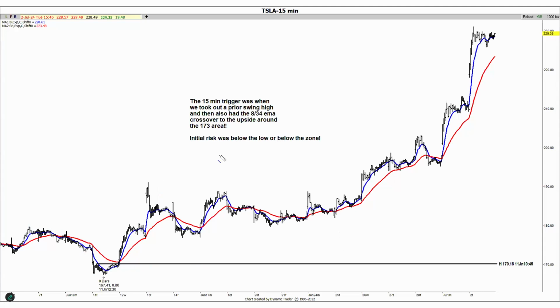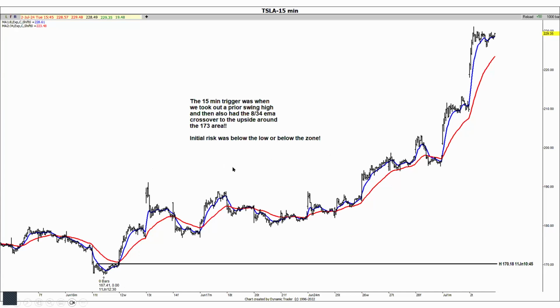Now, your initial risk was either below this low, which is the low made prior to the buy trigger, or underneath the low end of the zone, which is what I gave you on the prior chart. So that's how it's supposed to work. The way you make money with this work is setup plus trigger equals a trade entry, and then you manage it. And managing it is basically, where is your initial stop? When are you going to trail a stop? What is your target? What is your exit plan?